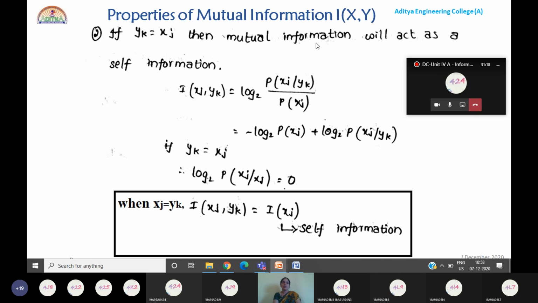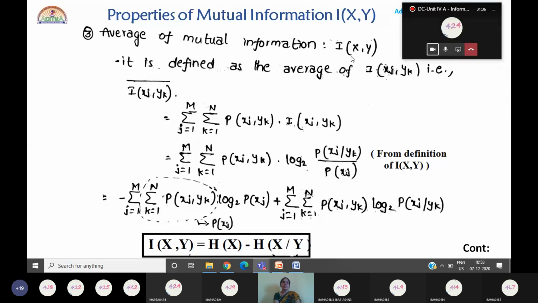Whatever the mutual information may be, if it is for the transmitter, you will get I of xj comma yk as I of xj. If it is for the receiver, then I of yk comma xj is I of yk.